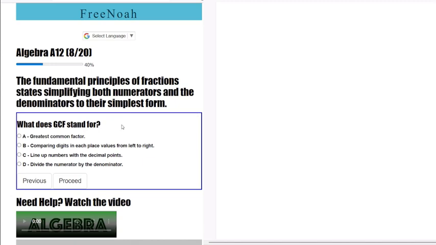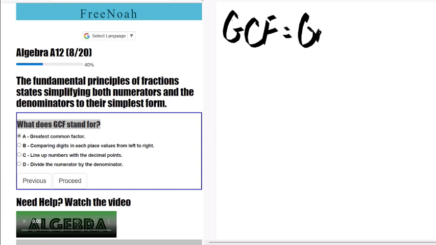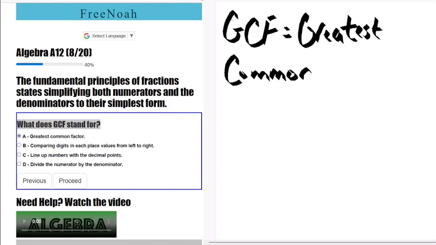So let's get into GCF. What does GCF stand for? The G stands for greatest, the C stands for common, and the F stands for factor. So GCF stands for greatest common factor.